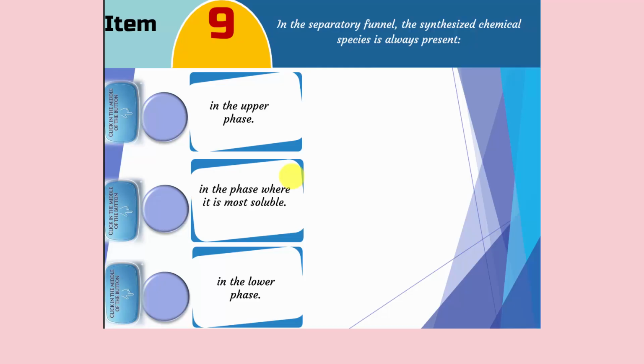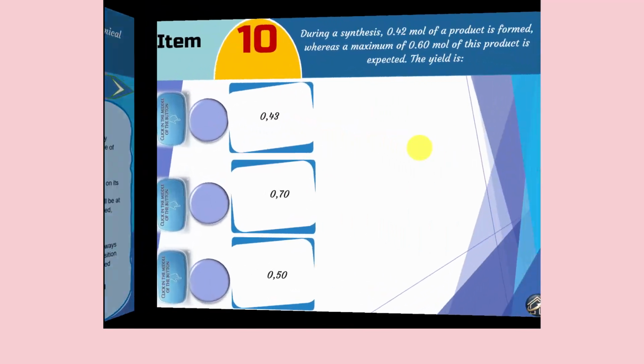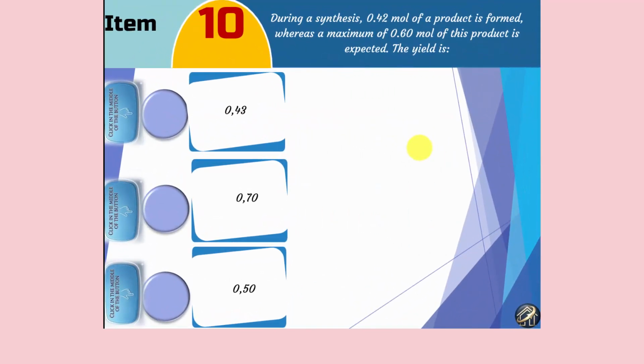The correct answer is the phase where the species is most soluble. This follows the principles of chemical affinity and the partition coefficient. During liquid-liquid extraction, the compound preferentially dissolves in the solvent that interacts with it most favorably. It is important not to assume that this phase is always on top or always on the bottom. The position depends only on solvent density. Diethyl ether, with a density of about 0.71, forms the upper organic phase, while dichloromethane at about 1.33 forms the lower organic phase.